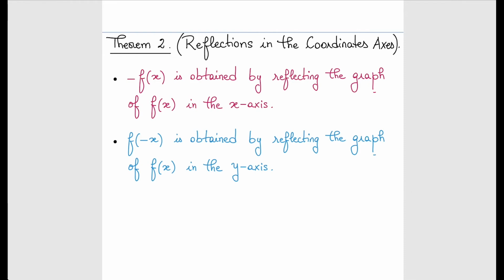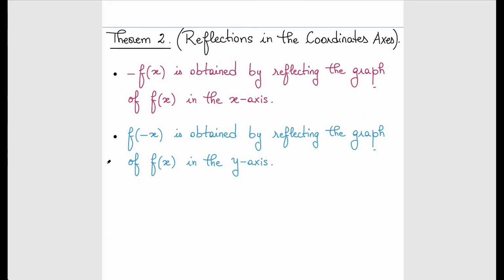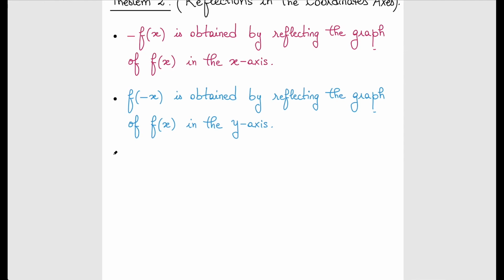Okay, so let's go to the book again and do a few problems. That's on page 195. Let's do one of these problems. Use transformations. So we're going to use those transformations we learned, translations, which are shifts or reflections, to graph the function. Let's do 72. G of x is the square root of negative x minus 4. So that's on page 195, and we're gonna do 72.